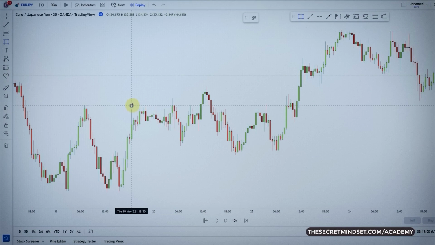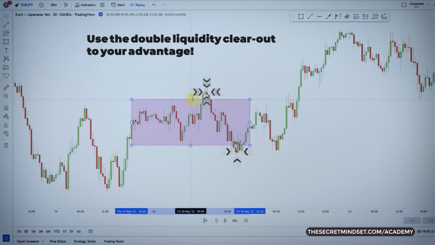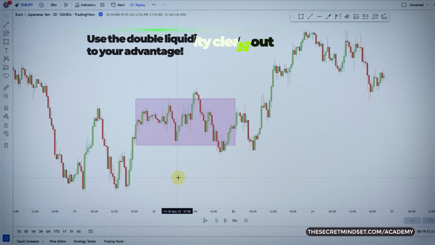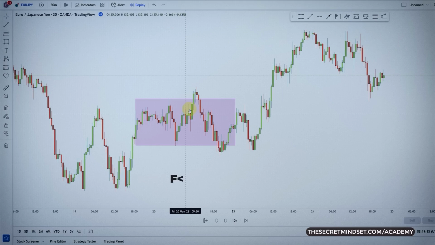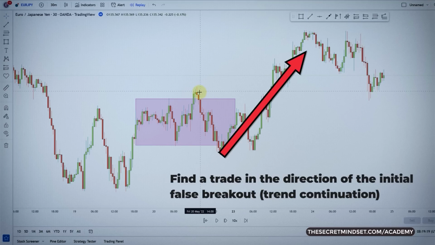Smart money of course watch for these missteps of the amateurs. As a price action trader, you want to learn how to use this double liquidity clear out to your advantage rather than falling victim to it. From my back tests, after I spot this double liquidity clear out setup, I try to find a trade in the direction of the initial false breakout. It's basically a trend continuation setup.